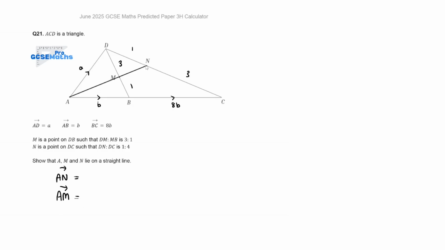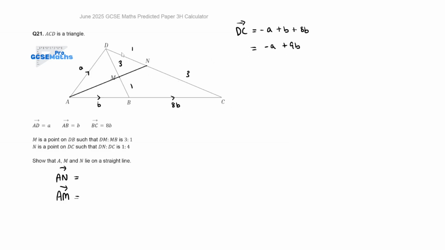So to find out A to N, I first of all, obviously need to find out a few other vectors. I would probably go up at A and then down here. But you see how I don't know D to N? Again, 1 is not a vector, that's just the scale. So I need to find out D to C first. D to C would be minus A plus B plus the other 8B. So obviously simplify that. Minus A plus 9B.